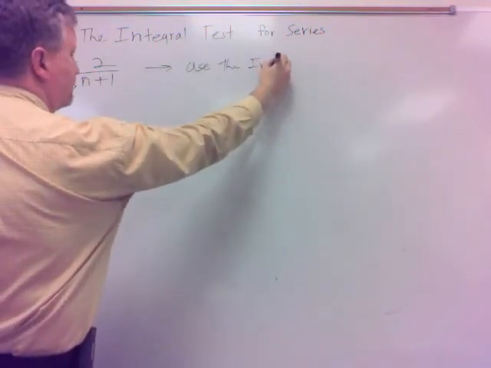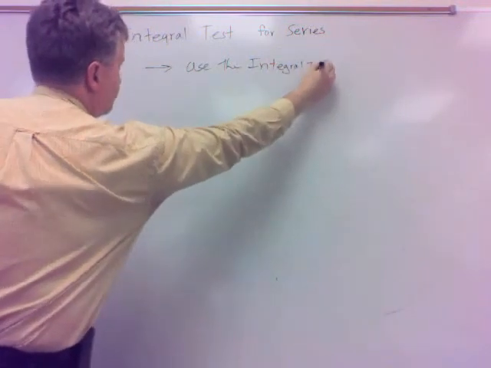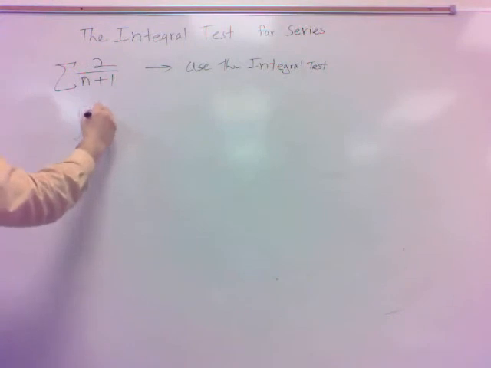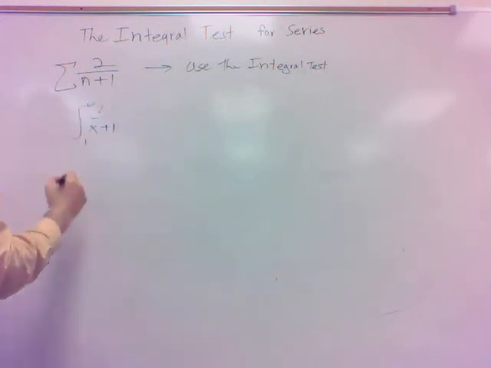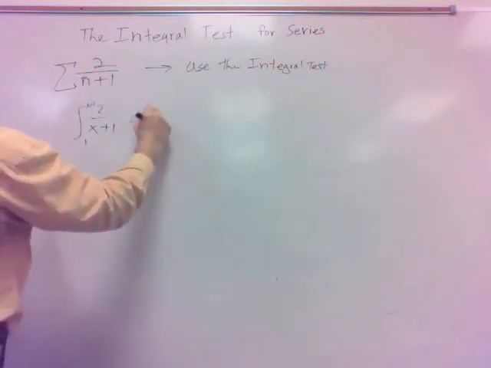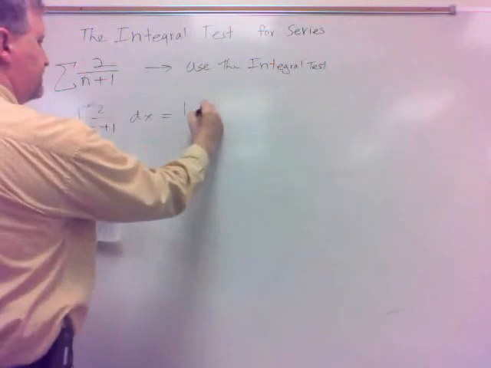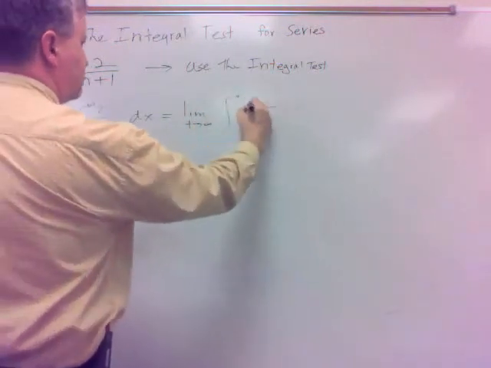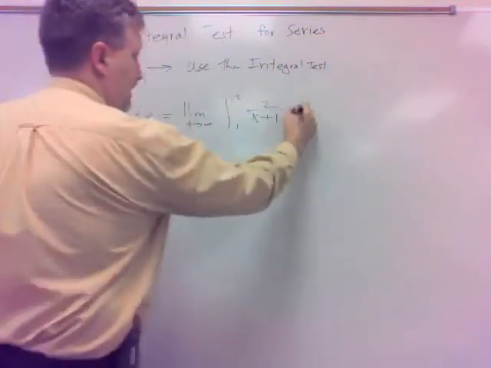2 over n plus 1. Use the integral test there. It will work too. What do we got? Integral 2 over x plus 1, 1 to infinity, dx. How are we going to do that one? Well, it's a limit, so it'd be limit, t goes to infinity, 1 to t. How are we going to do that integral?